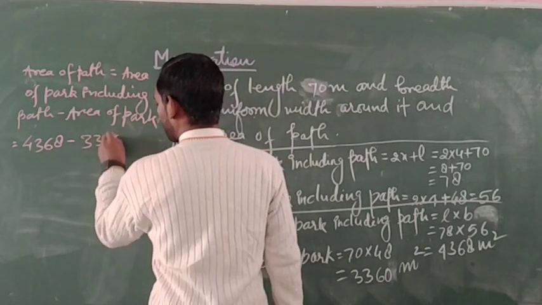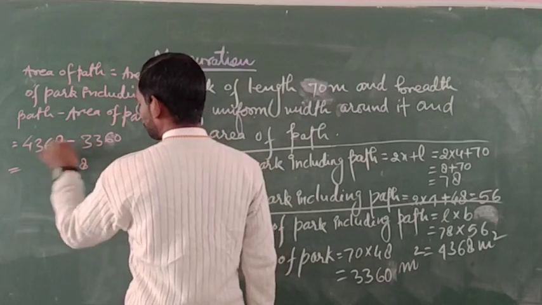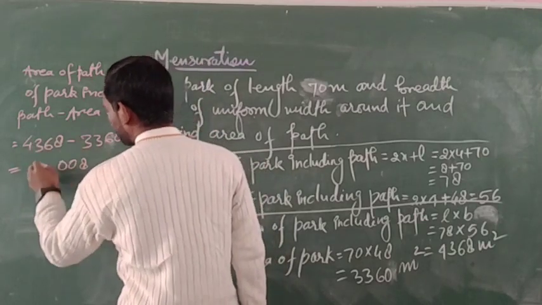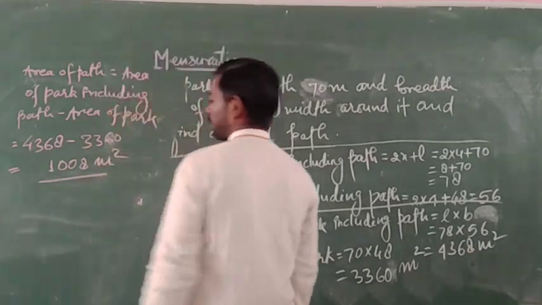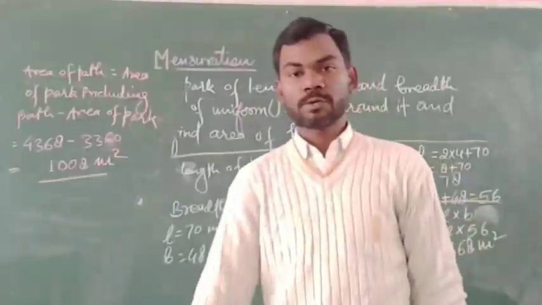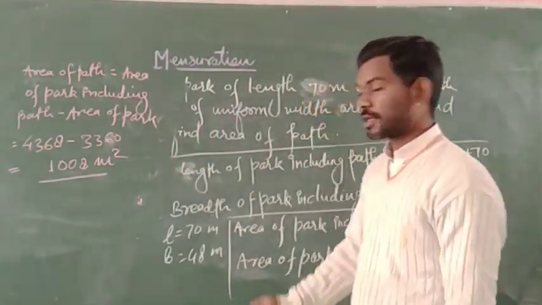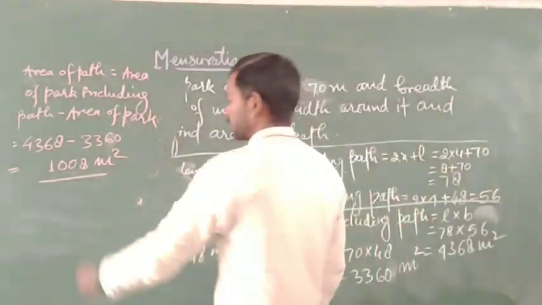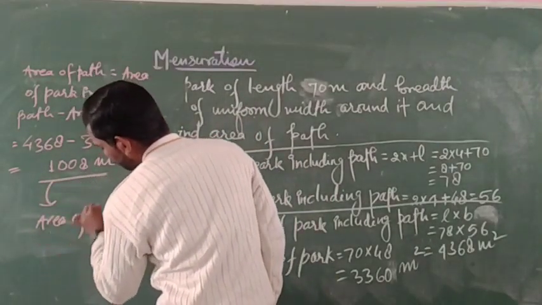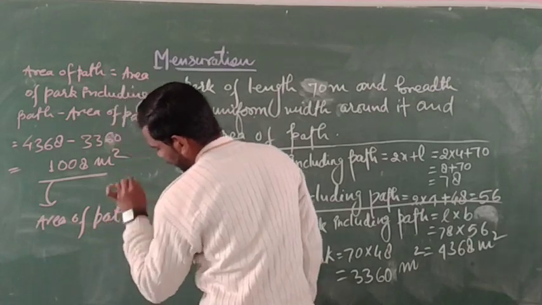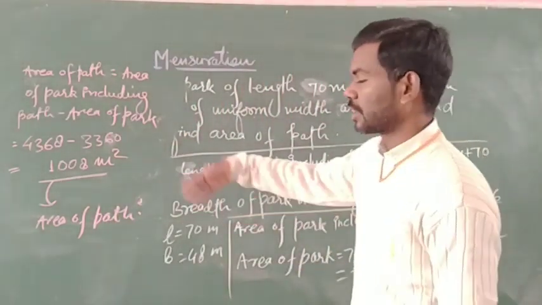And on subtraction we get 8, 6 minus 6 is 0, 3 minus 3 is 0, and 4 minus 1 is 3, meter square. So 1008 meter square is the area of the path. This is the area of the path. So I hope the area of the path is clear to everyone.